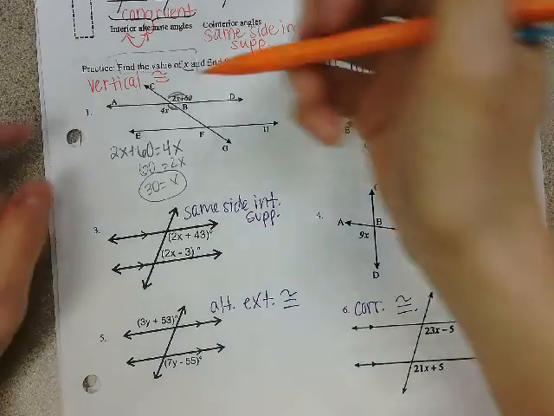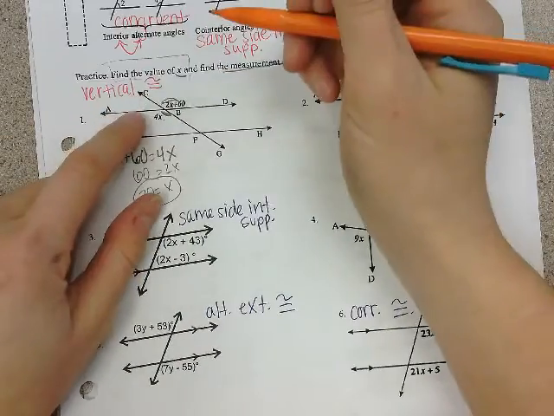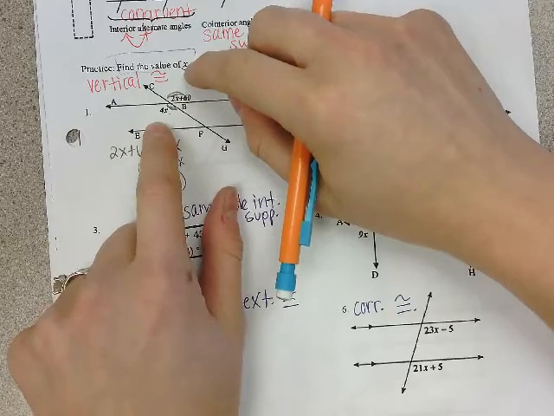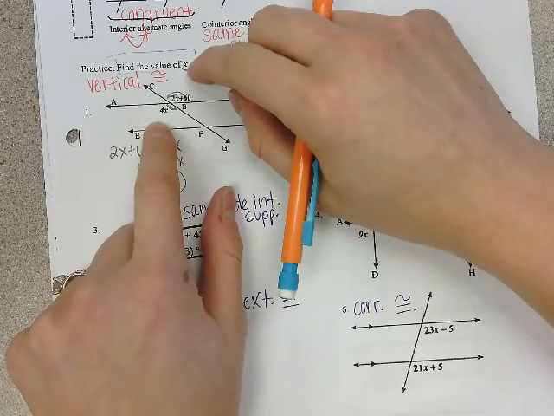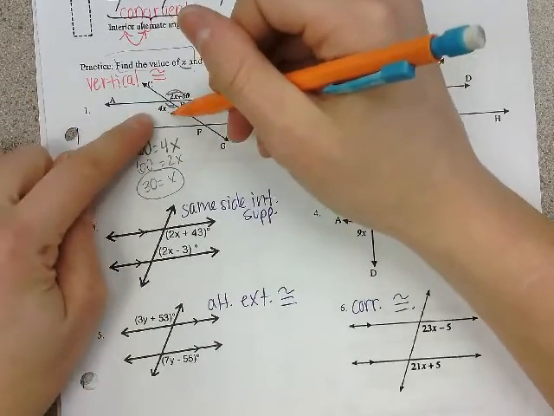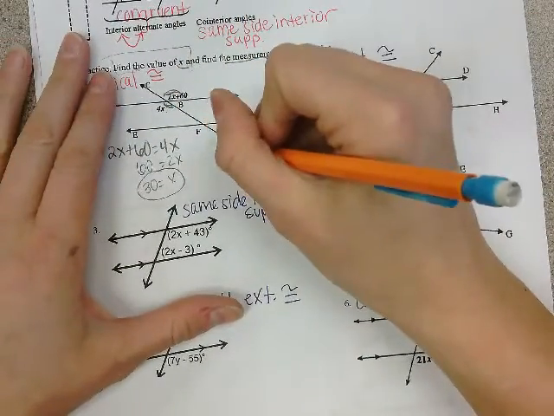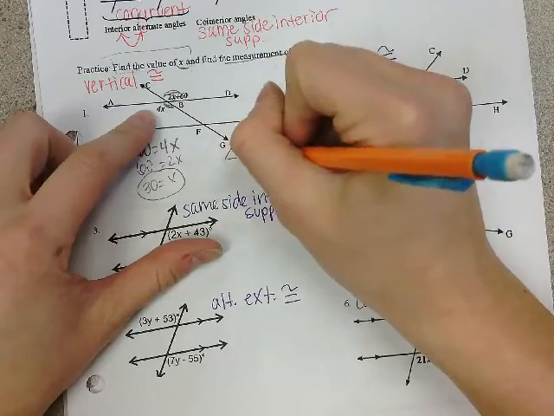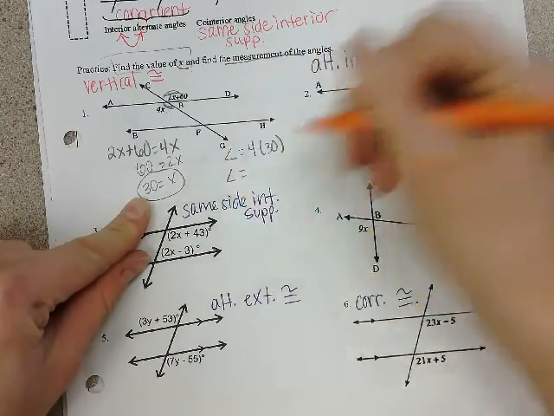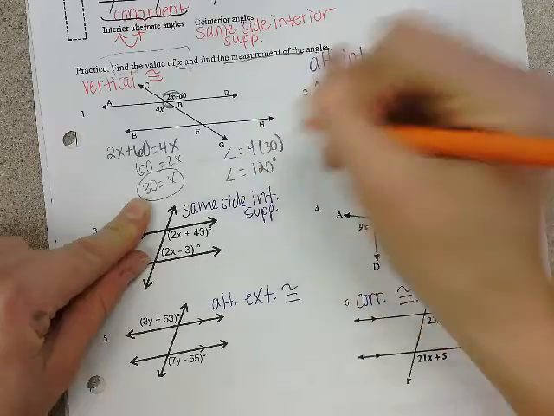Right, plug it back in. So 4x, does it matter which one I plug it into? No, why not? They're equal, right? So it doesn't matter. I'm going to plug it into the easier one. Okay, so I know that that angle is 4x. What is x? 30. So then that angle is 120 degrees.